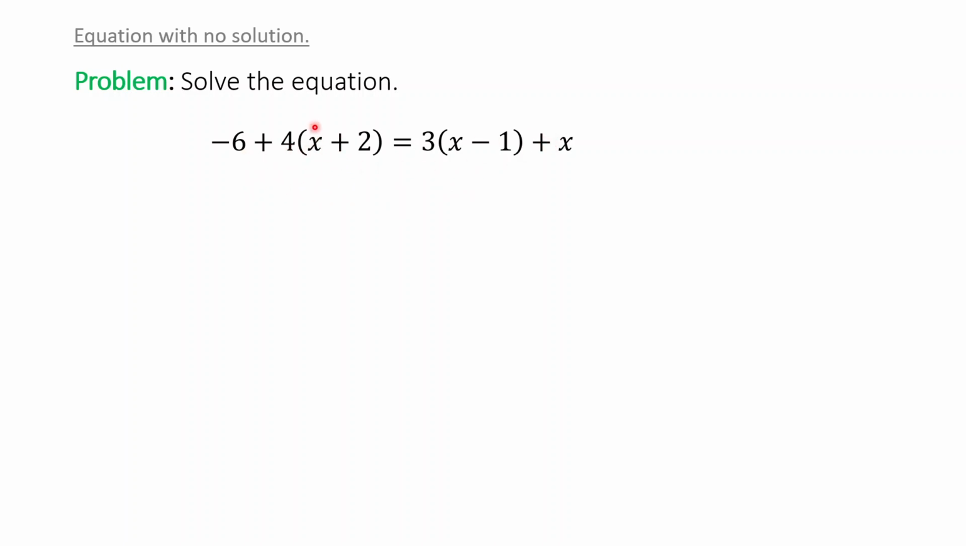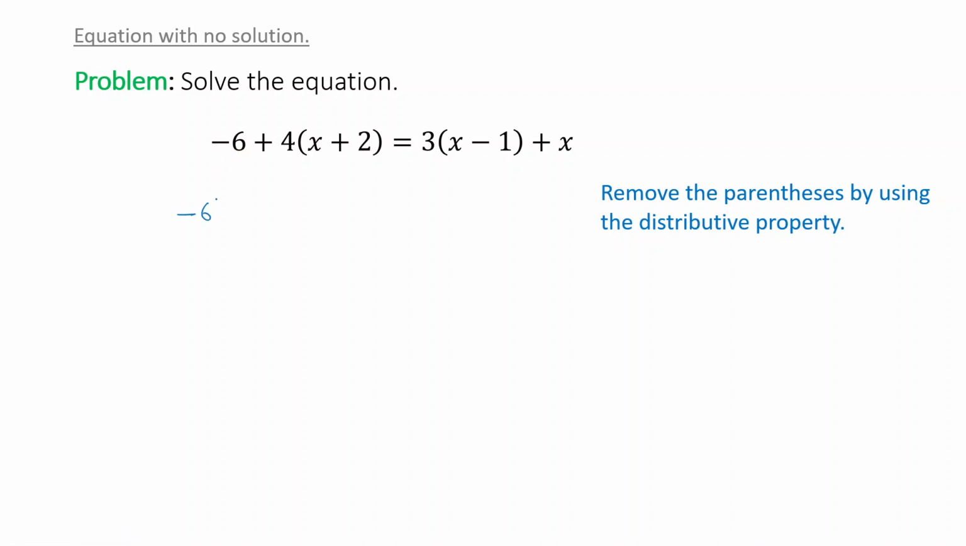This equation, there is parenthesis. So first you need to remove the parenthesis by using the distributive property. -6. Now multiply this and this. This is positive, this is positive. You will get positive 4x.